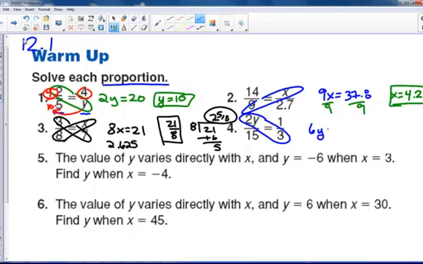Alright, 6y equals 15. And then 15 divided by 6 would have to be reduced for full credit. So 3 goes into both of those. So that'd be 5/2. And you could also just do 15 divided by 6, which is 2.5, or 5 divided by 2, which is 2.5.